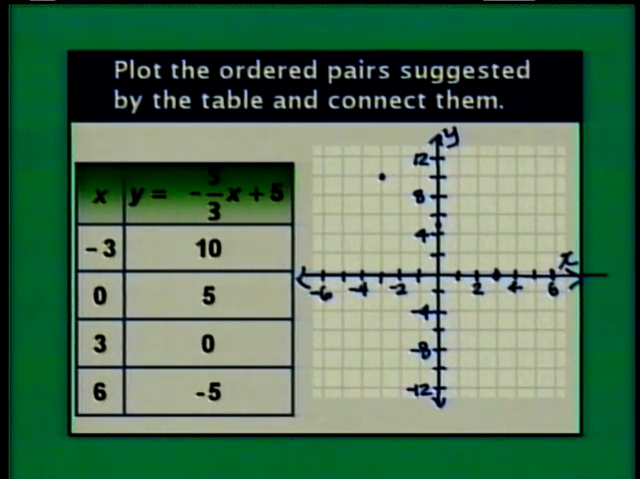My last point is (6, -5). So I start at 6 on the x-axis and go down 5 to the point (6, -5). It looks like these points all lie on the same line. I'm going to get out my straight edge to connect them. And the line gives me all of my solutions for the equation y = -5/3 x + 5. Every point on this line is a solution to the equation y = -5/3 x + 5.